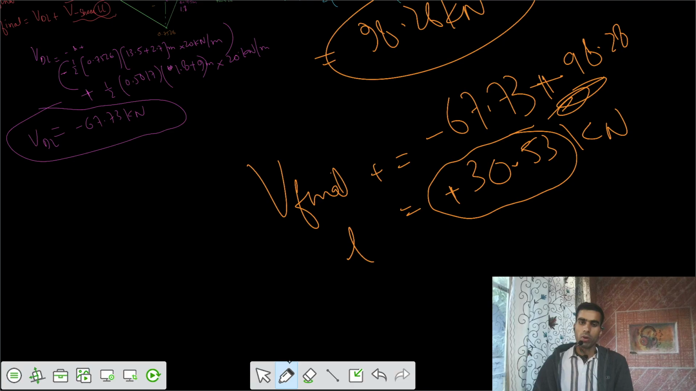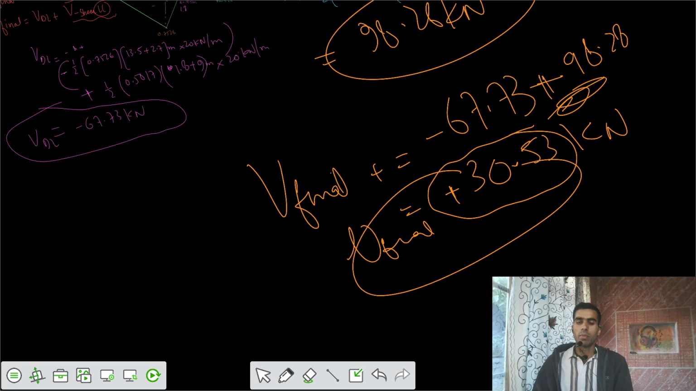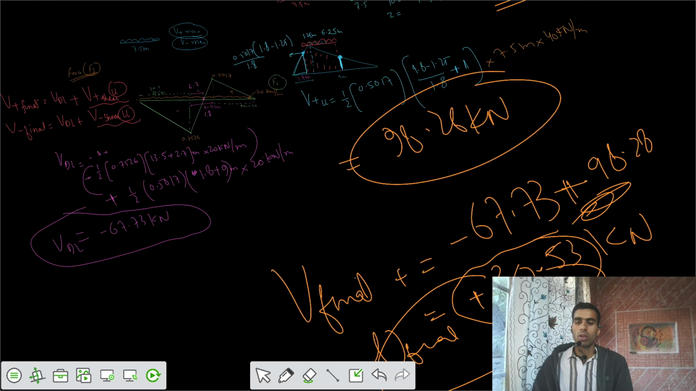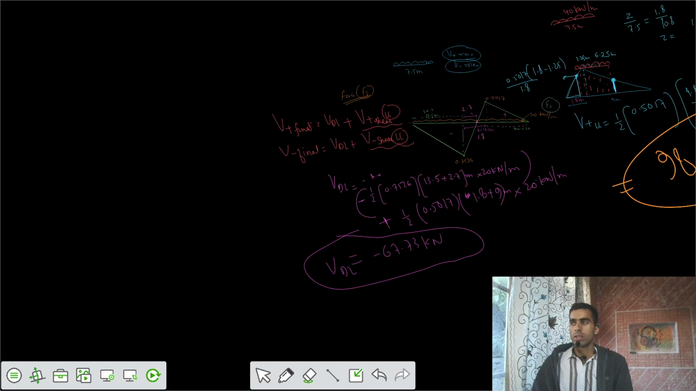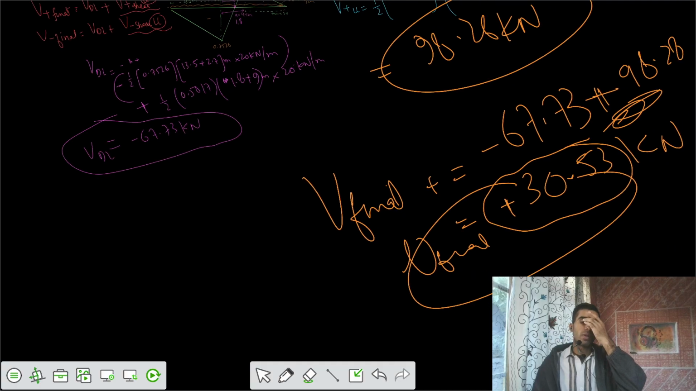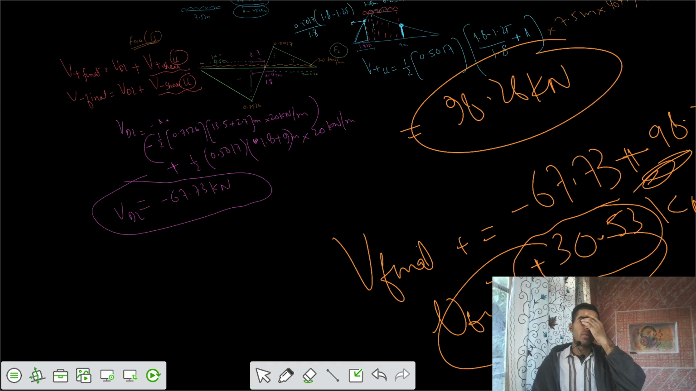Final V positive shear force. That's the final design force for the member. If you want to account only for positive force, this is not shear force, we are saying this is the compressive force. If it is positive, we say this is tensile, and negative is compressive.